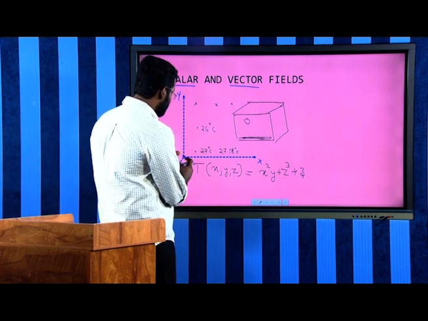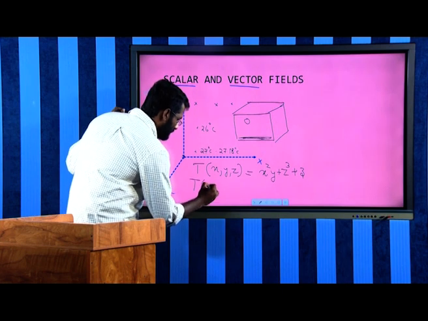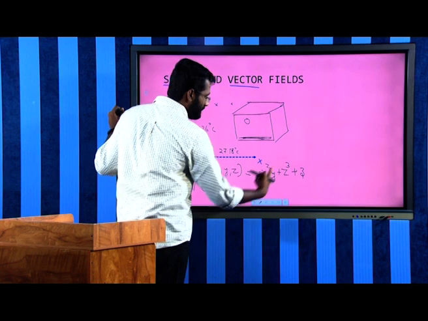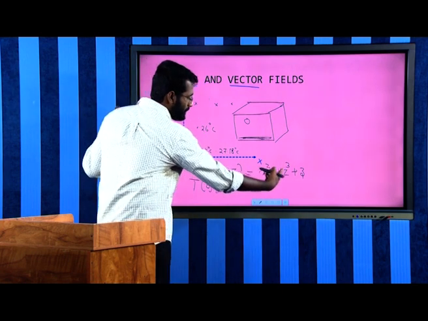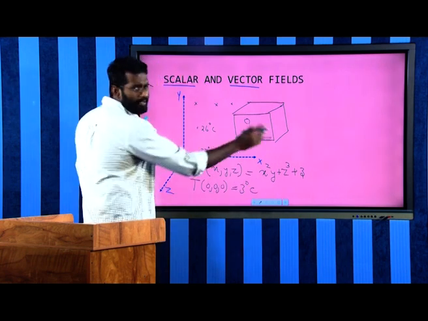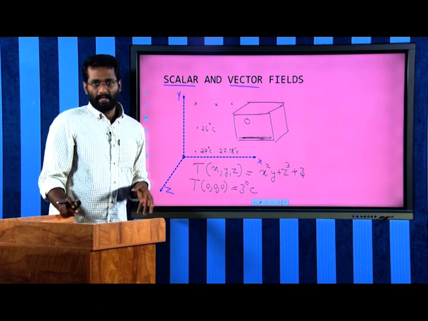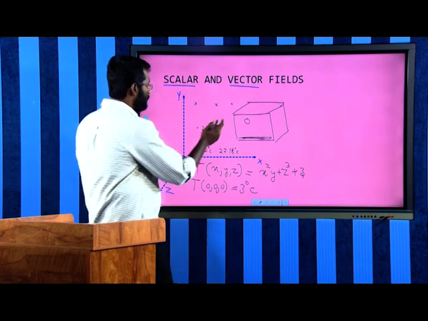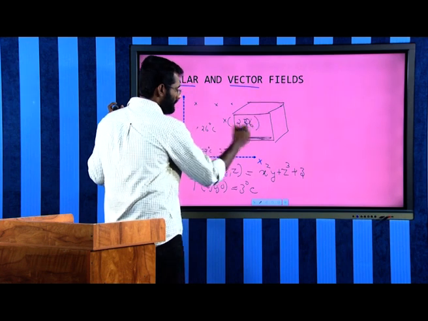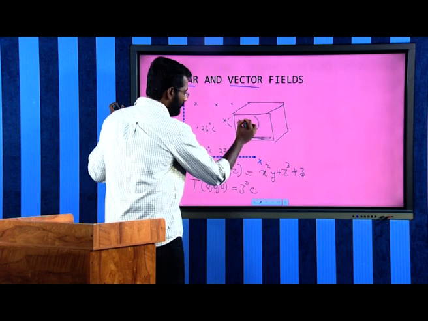Now to find its value at the origin, we put T(0, 0, 0). So for x, y and z put 0. This becomes 0, this becomes 0, and we get 3 degrees Celsius, with a particular unit, whatever it is. So at the origin the temperature is 3 degrees Celsius, and imagine there is a point (2, 3, 6).